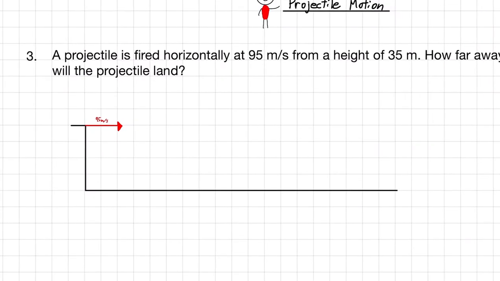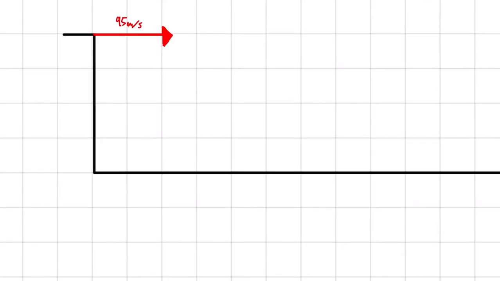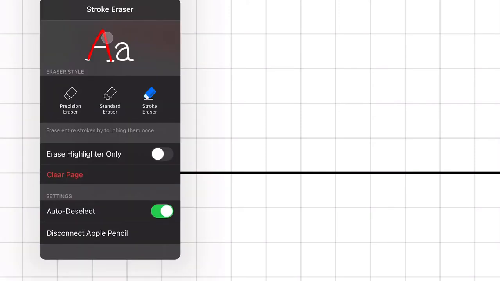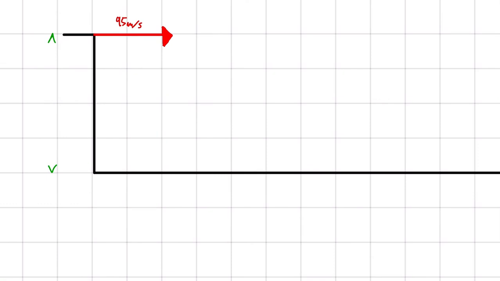All right, let's also look at the height. We're given 35 meters, so I'm going to do this in a different color. We know that the height, here, let me just label this as a height for now. This will be 35 meters. So we know the height is 35 meters.